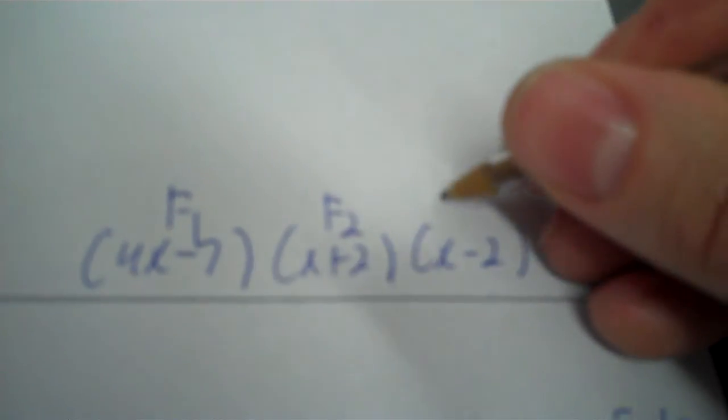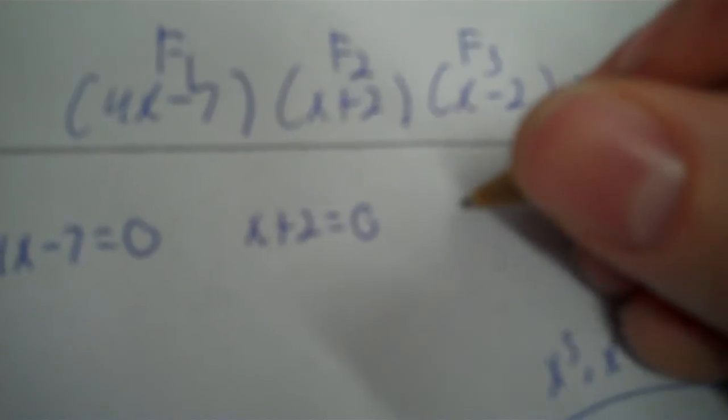And then we have the 1x to the second with the negative 4, so it's a minus 4. So the 4x minus 7 goes over here. You drop the 1, okay, you don't need the coefficient 1. Then x times x, 2 times 2. So x plus 2, x minus 2. F1, F2, and F3. So 4x minus 7 could equal 0. X plus 2 could equal 0. X minus 2 could equal 0.